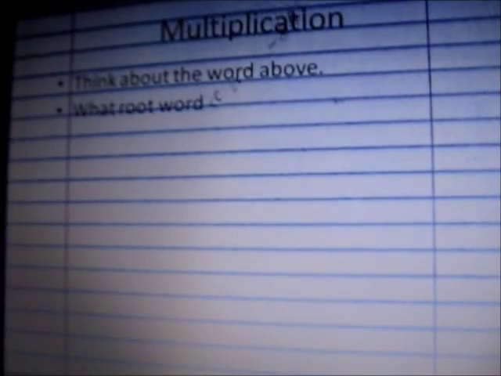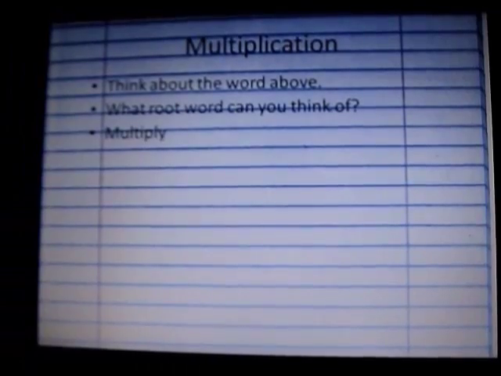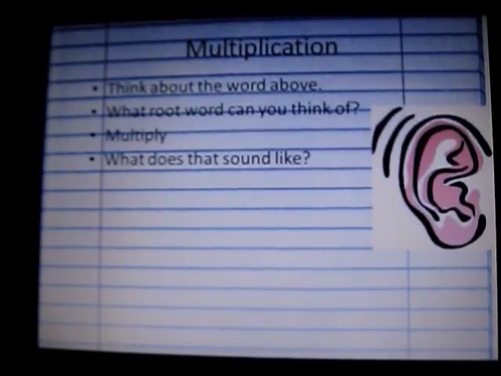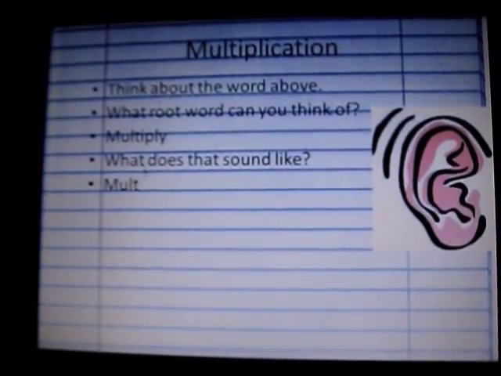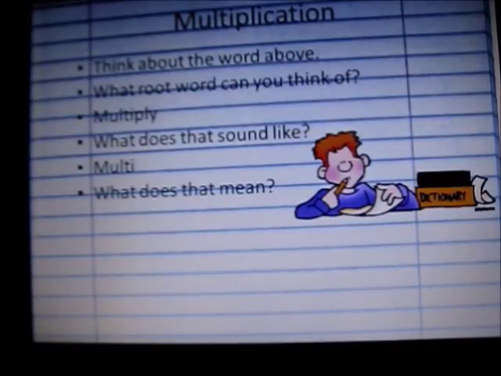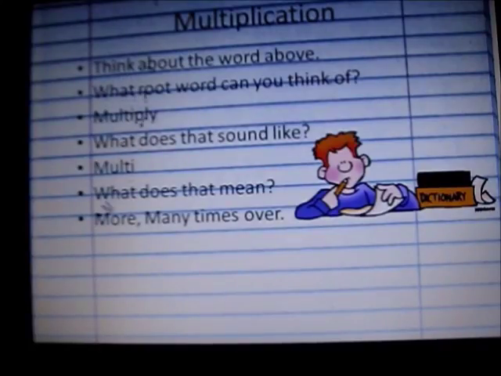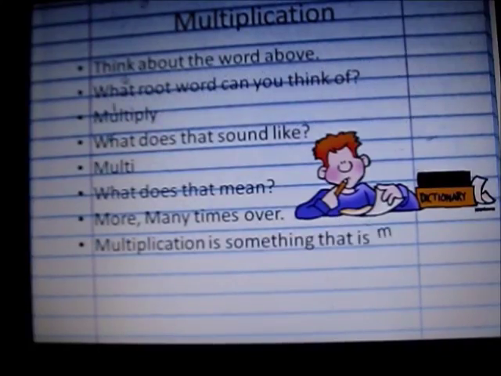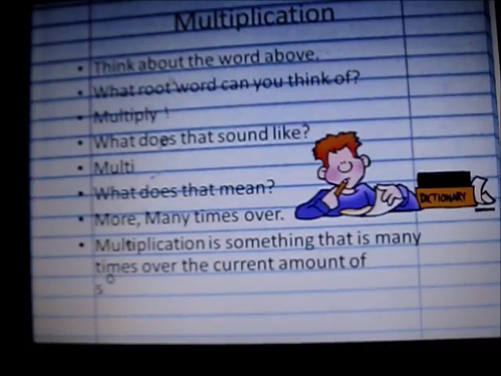Multiplication. Think about the word above. What root word can you think of? Multiply. Right. What does that sound like? Multi. Now, what does multi mean? More, many times over. Multiplication is something that is many times over the current amount of something.